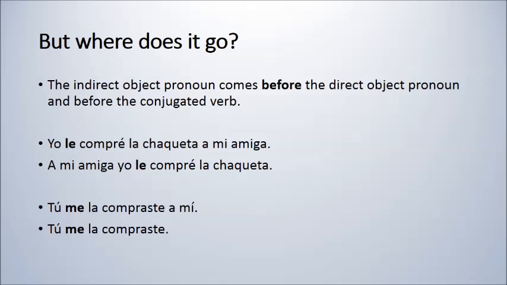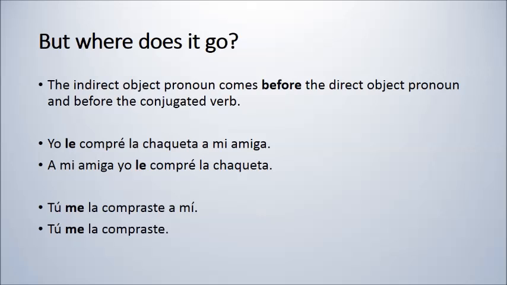But where does it go? The indirect object pronoun comes before the direct object pronoun and before the conjugated verb. So, here are some examples. Yo le compré la chaqueta a mi amiga. You can also put the indirect object, the person that's receiving the action, in front of the sentence. So you could say, a mi amiga, yo le compré la chaqueta. The important thing is that the indirect object pronoun comes directly before the conjugated verb.